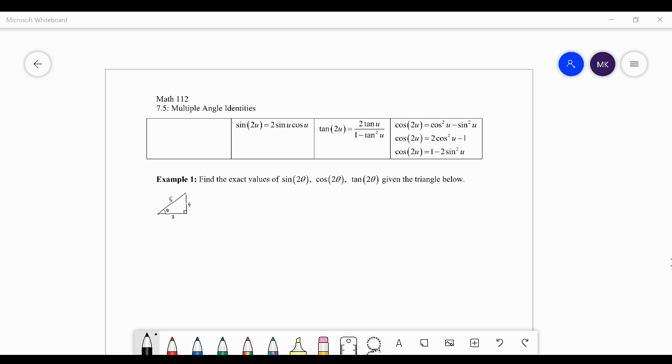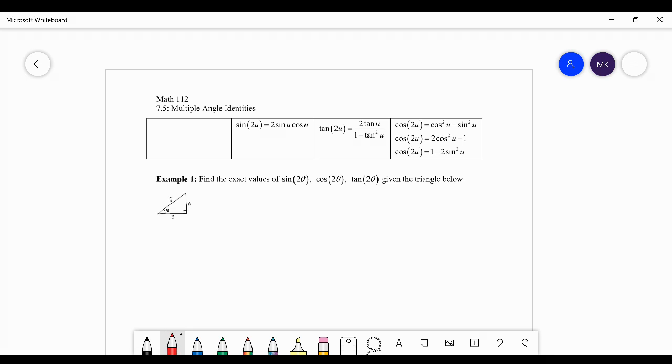Hey guys, welcome to our lecture for 7.5, multiple angle identities. So this whole section is going to be a bunch of different angle identities, similar to the sum and difference angle identities that we talked about in 7.4, but we've got double angle identities, half angle identities, power reducing identities, and some other ones. We are going to skip a big chunk at the very end of this because I quite frankly want to. But we're going to start with some things that are kind of crucial and important.